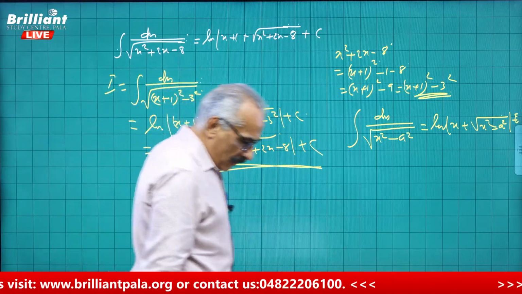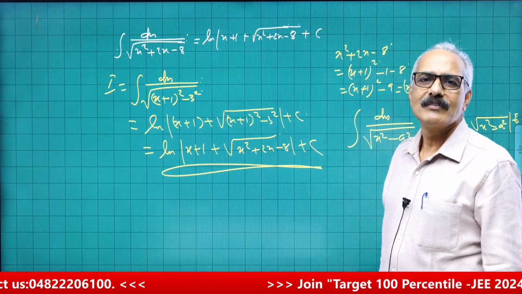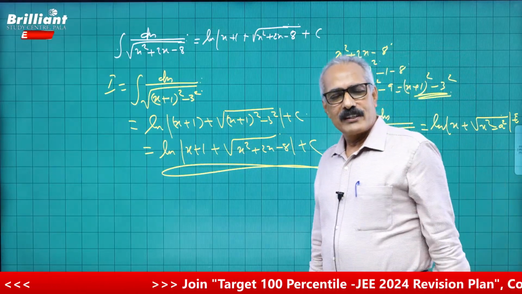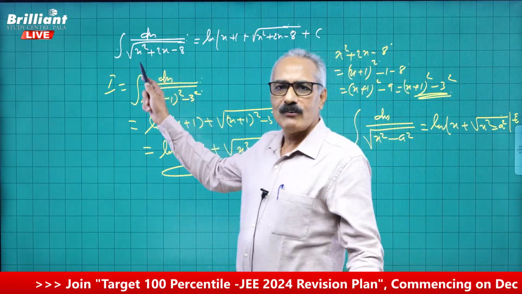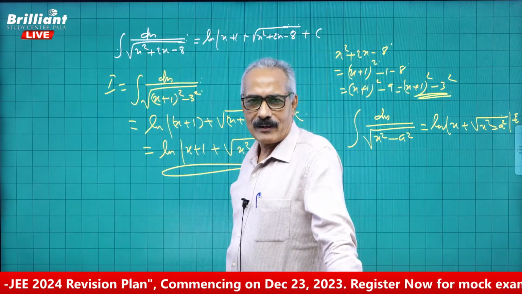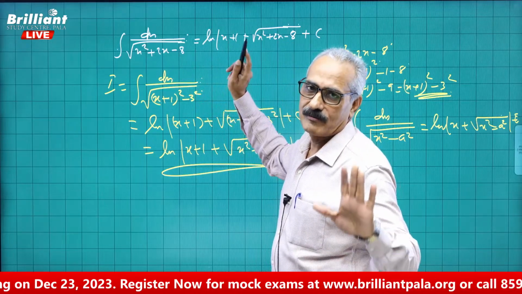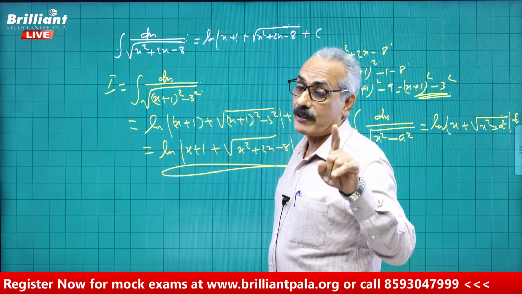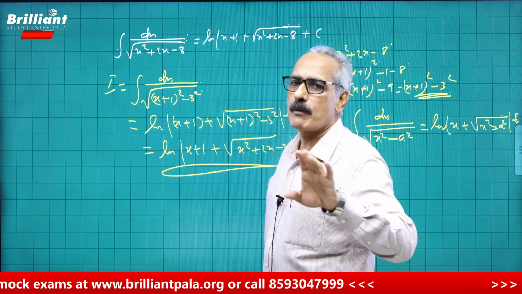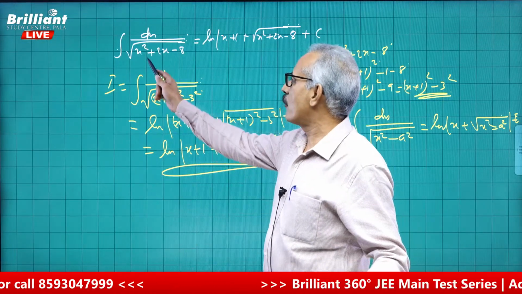Look at the answer. Without solving, I wrote the answer there. It's not a substitution at all. You got the secret? Logarithm of x plus half the coefficient plus that denominator, if it is x square plus bx plus c. I repeat, it is ax square plus bx plus c, not a negative. A should be positive, the coefficient of x square.